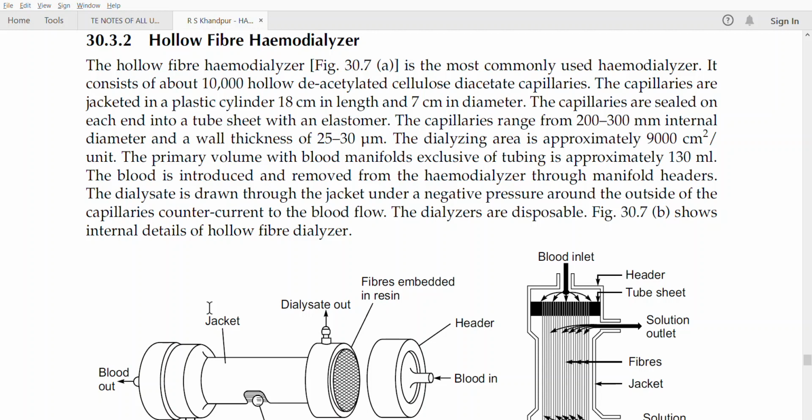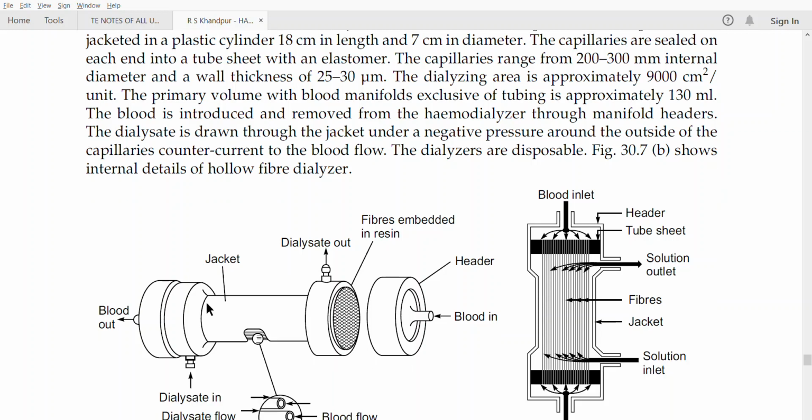The dialysis area determines the flow of solutes between the blood and the dialysis solution, so the area is very important. Priming volume with the manifold, exclusive of tubing, is approximately 130 ml, which is very little. Blood is introduced and removed from the dialyzer through manifold headers. Dialysate is drawn through the jackets.